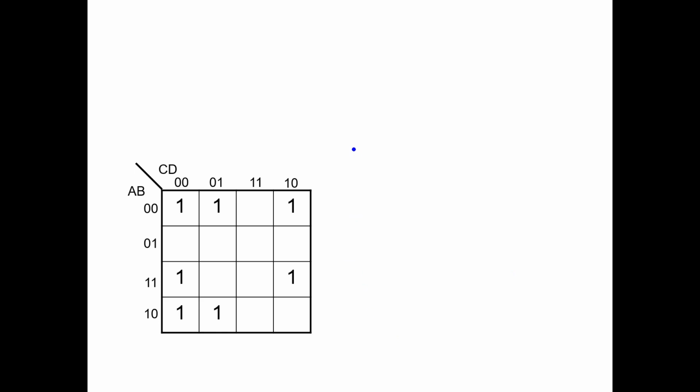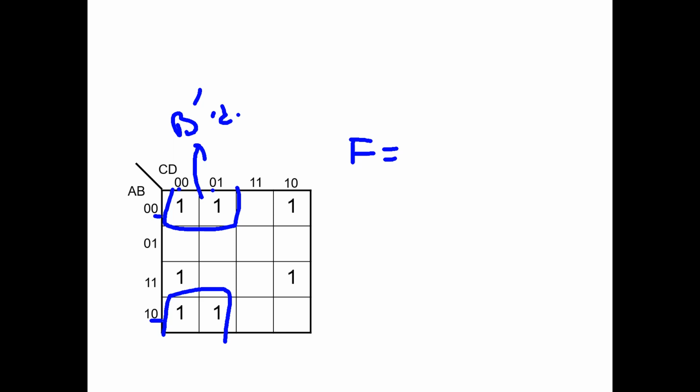How about this? For this one, you want to find the function in minimal sum. You can select what? This cell? No, not so good. These two cells? No, you can select these four cells together. And the product term of these four cells is what? A is 0 here, A is 1 here, so A disappears. B is 0, 0, right? So B prime, C is 0, 0, so C prime, D is 0, 1, so D disappears.